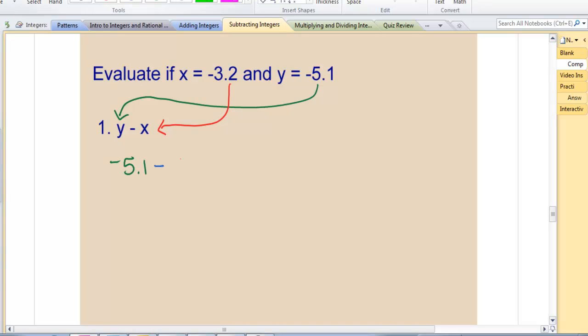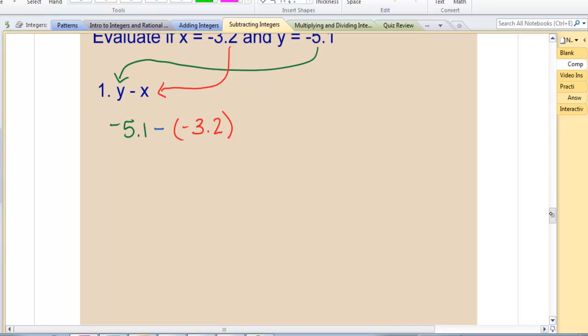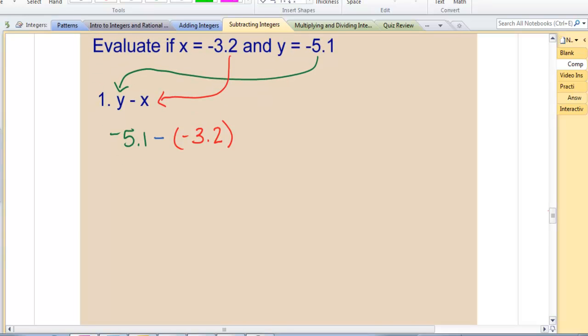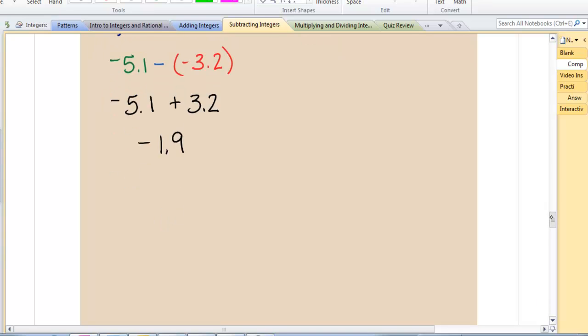minus -3.2, and I'm going to put that -3.2 in parentheses to distinguish subtraction from a minus sign, since those are two different ideas there. Subtraction is an operation and a negative means opposite. So even though they look like the same symbol, they're actually different. They have different meanings. So we end up with -5.1 plus 3.2 when we set that up. Now go ahead and finish this and see what you get. Pause the video. You should end up with -1.9. Let's move on to the next problem.